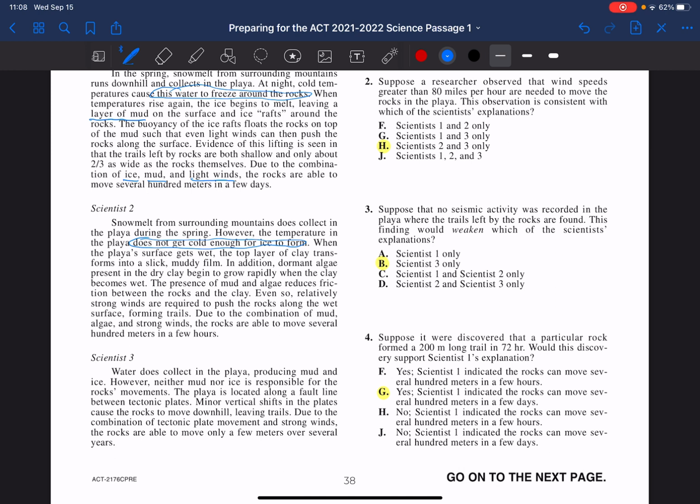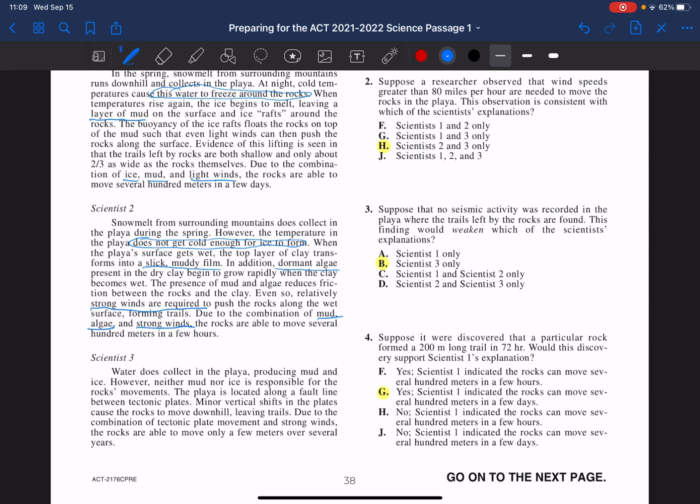It says when the surface gets wet, the top layer of clay transforms to a slick, muddy film. So we have a layer of mud, but it also says dormant algae shows up. So not only do we have mud, but we have this algae growing. But it also says strong winds are required to push the rocks. So this one gives us a combination of mud, algae, and strong winds is what causes these rocks to move.